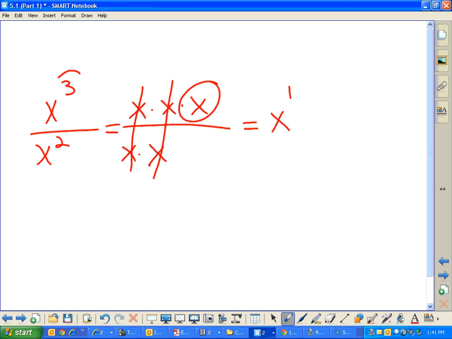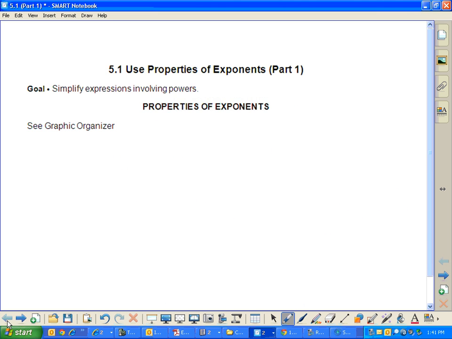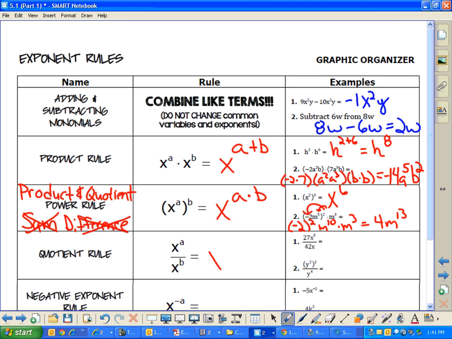So can anybody tell me what we do with the 3 and the 2 to get our 1? Yeah, very good. You subtract. You always do the numerator's exponent minus the denominator.